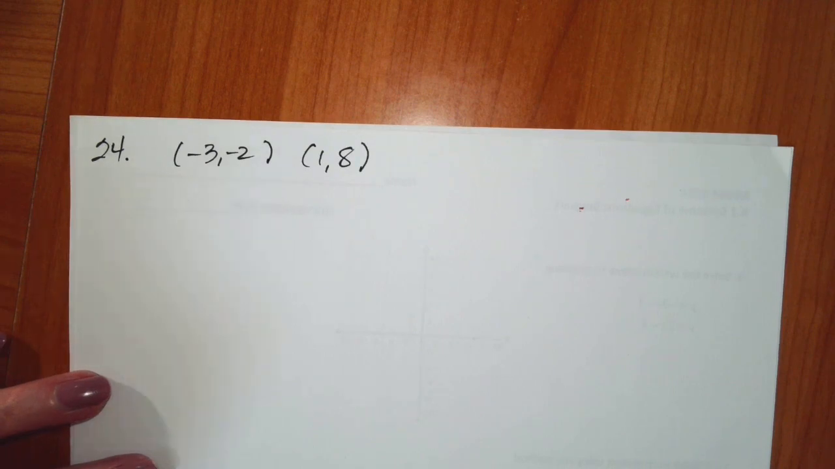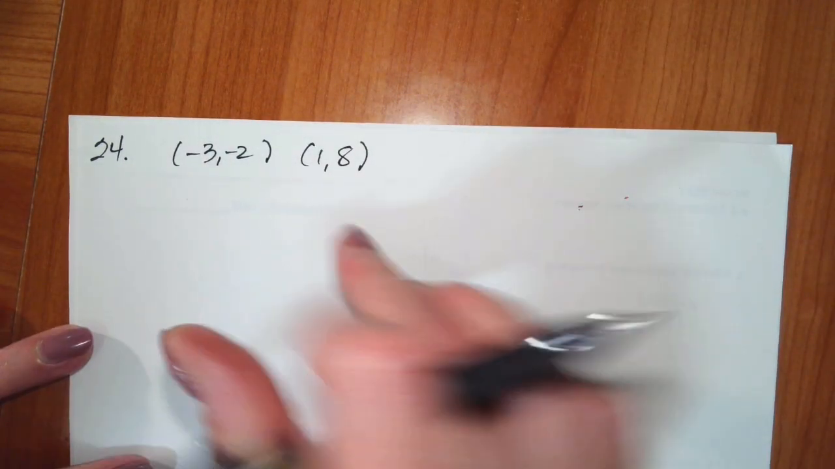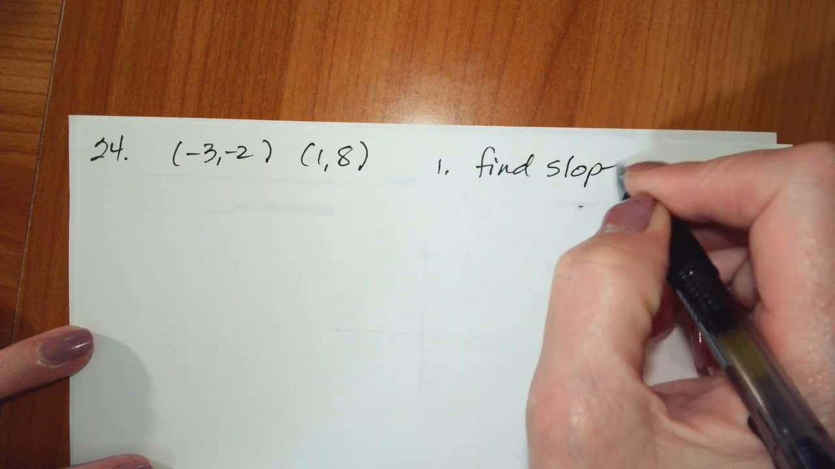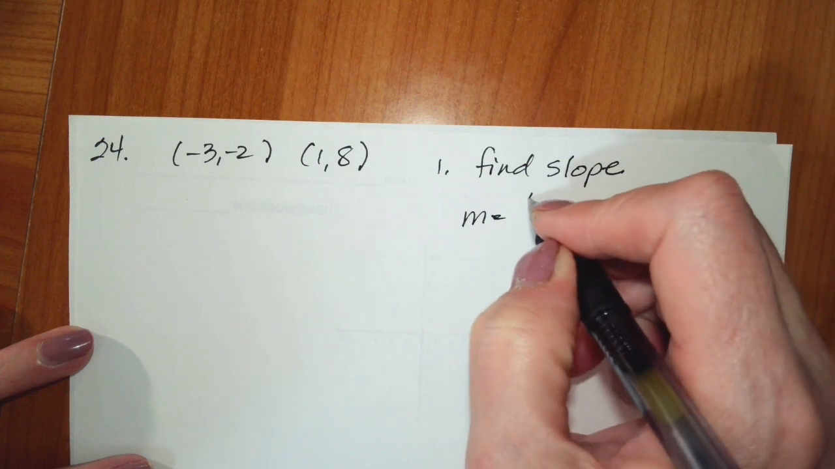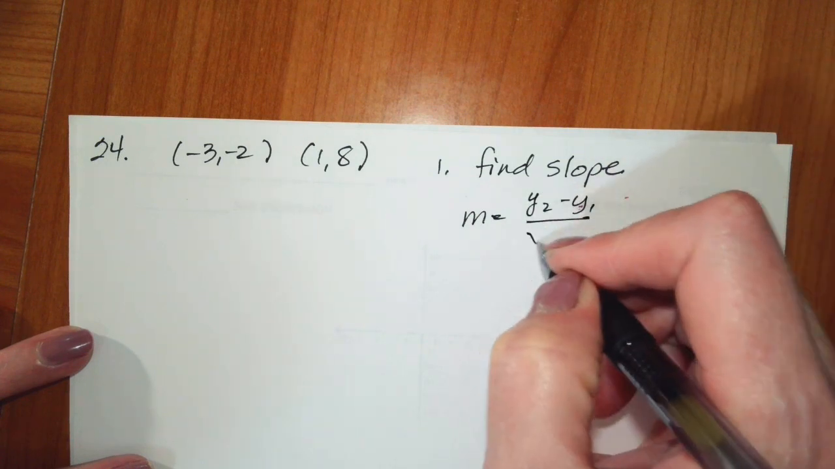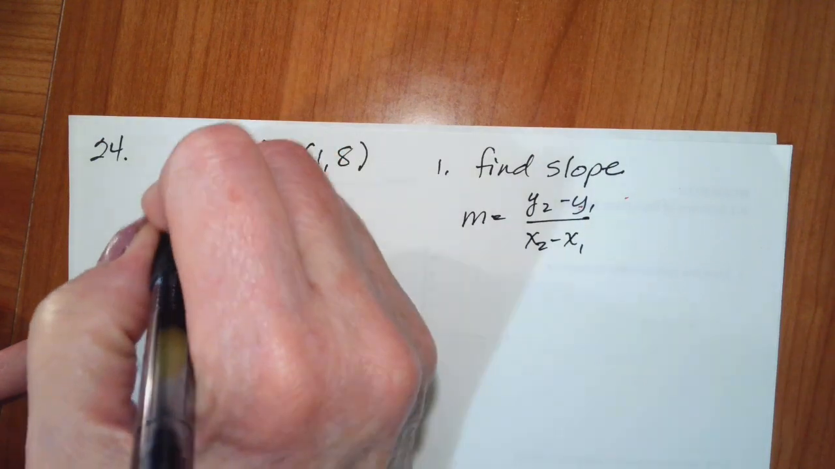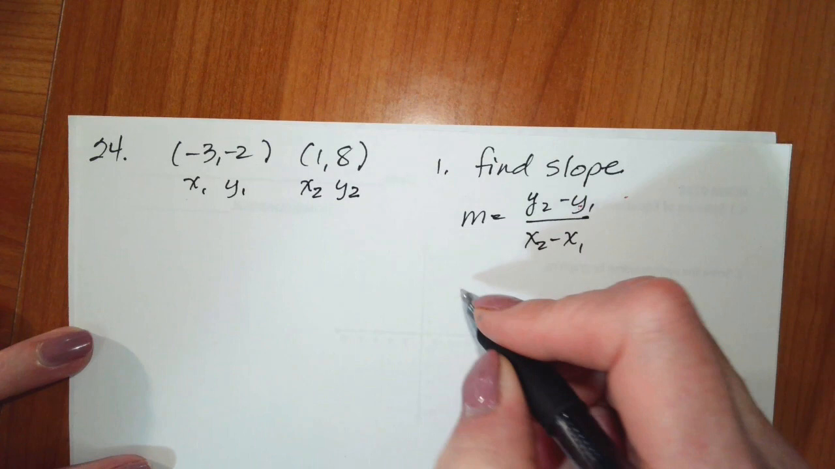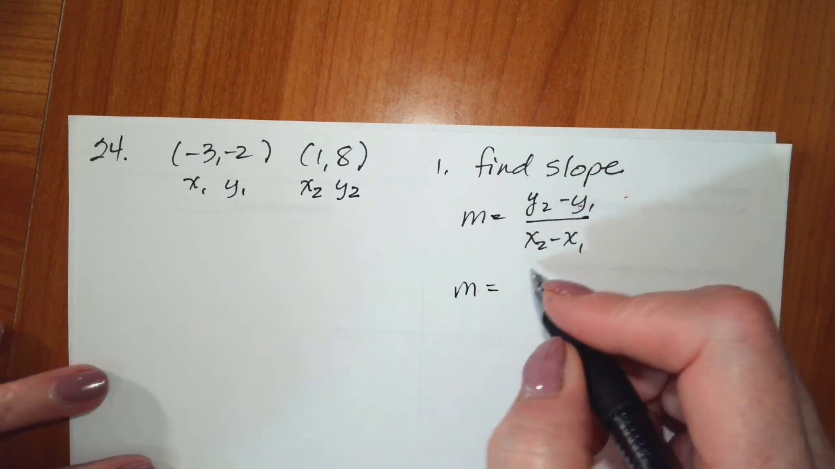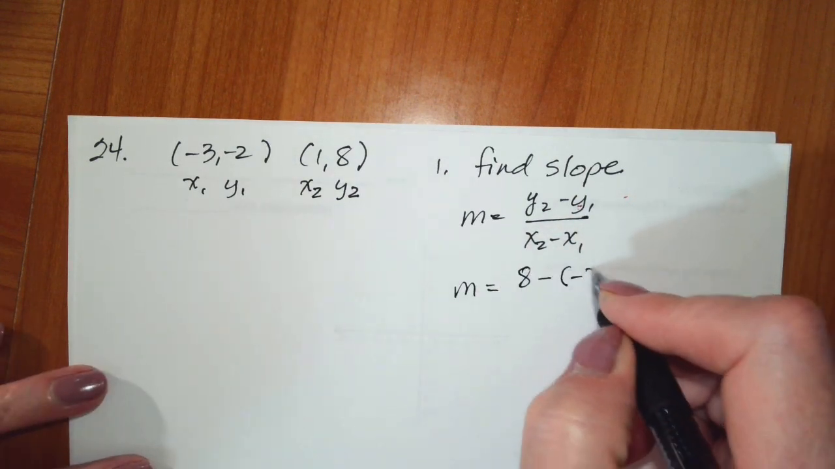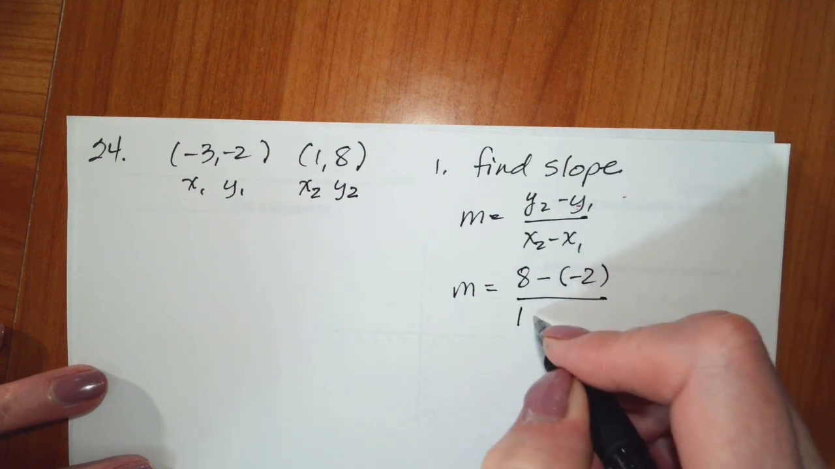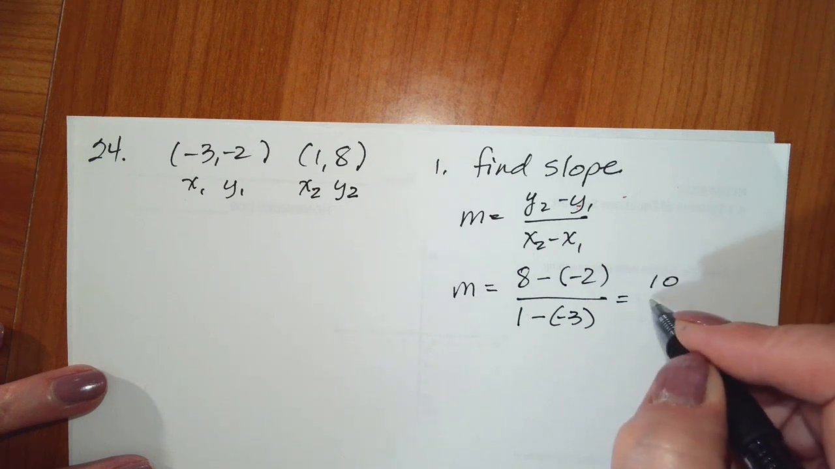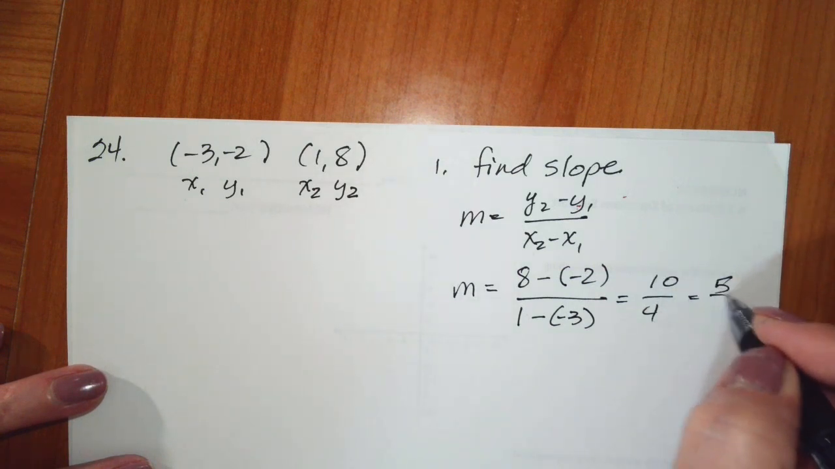Okay. All right, so I've got 2 points, so the first thing I'm going to do is find the slope. So my slope is equal to y2 minus y1 over x2 minus x1. We'll just call this x1, y1 and x2, y2. So my slope is y2 minus y1 divided by x2 minus x1. That gives me 10 over 4, which is 5 over 2.